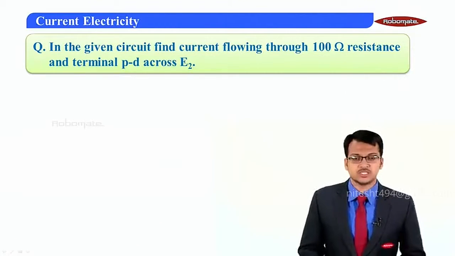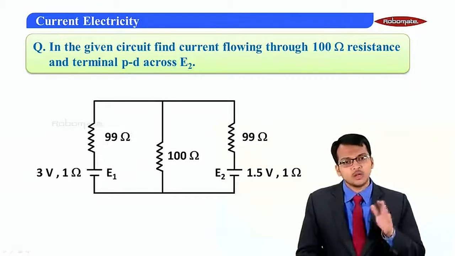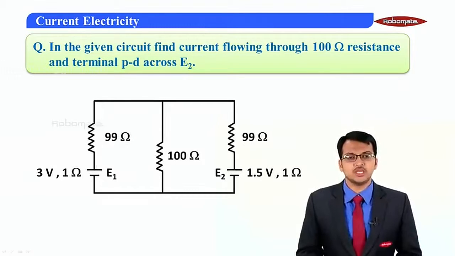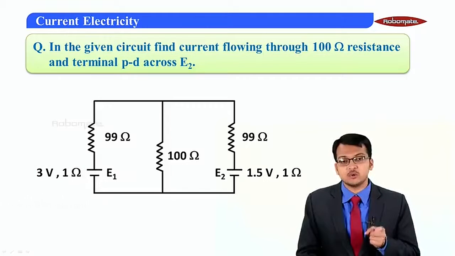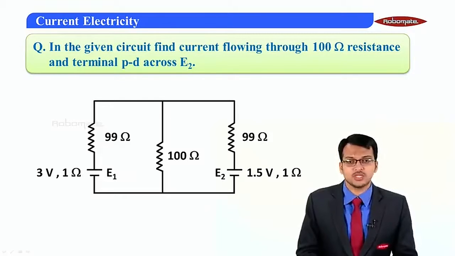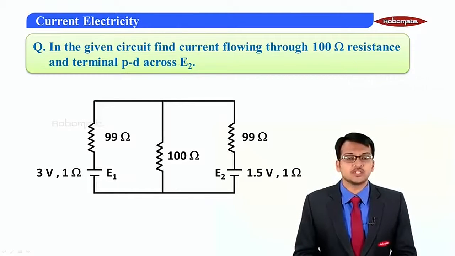Now the question says, in a given circuit, find the current flowing through the 100 ohm resistance and the terminal potential difference across E2. So I'm supposed to find two things. I'm supposed to find the current that is flowing across the 100 ohm resistance, which is in the center branch of your circuit, and I'm supposed to find the terminal potential difference across E2.